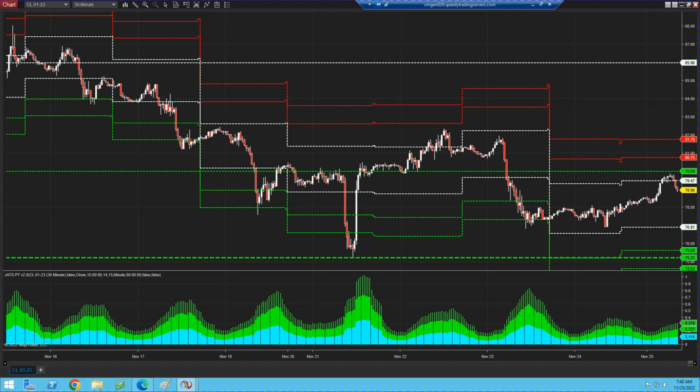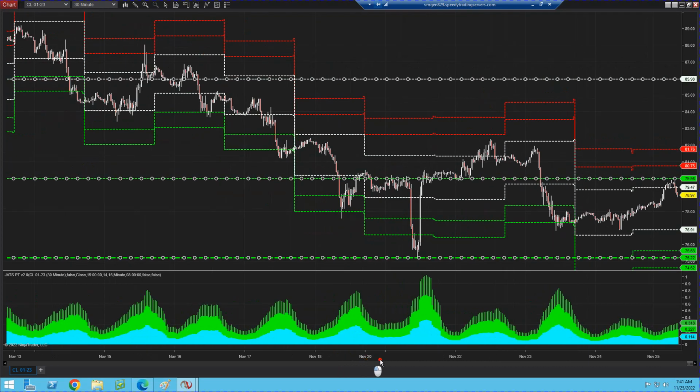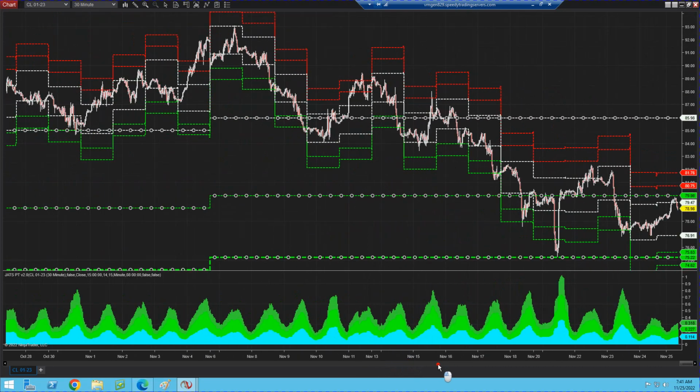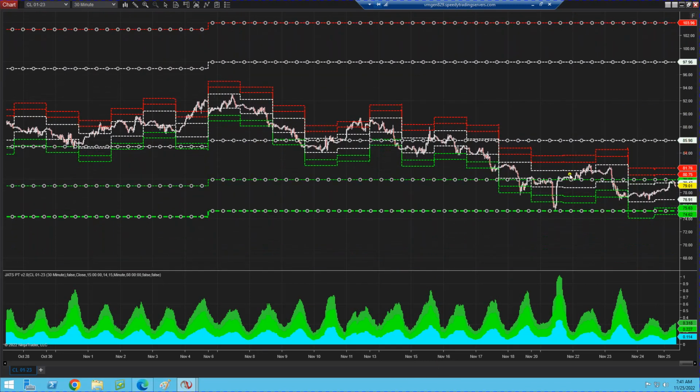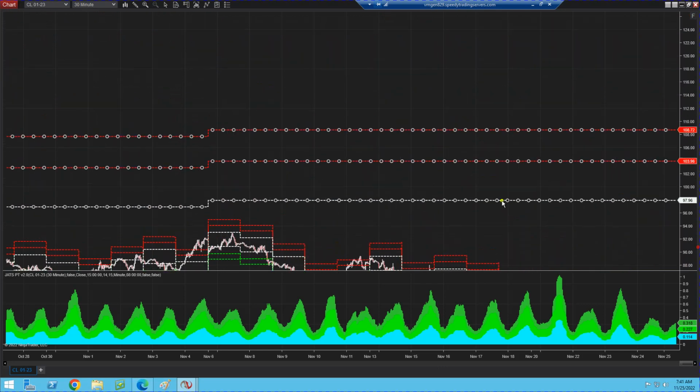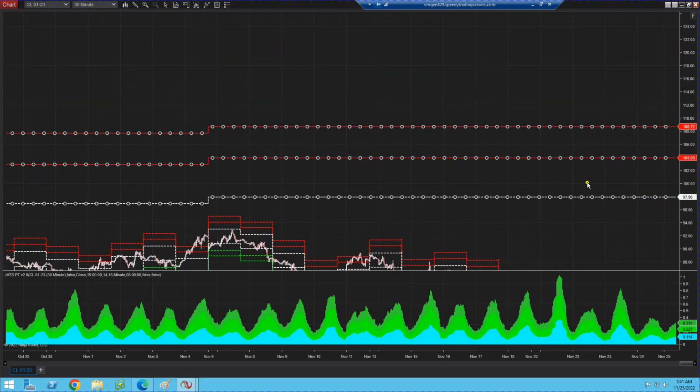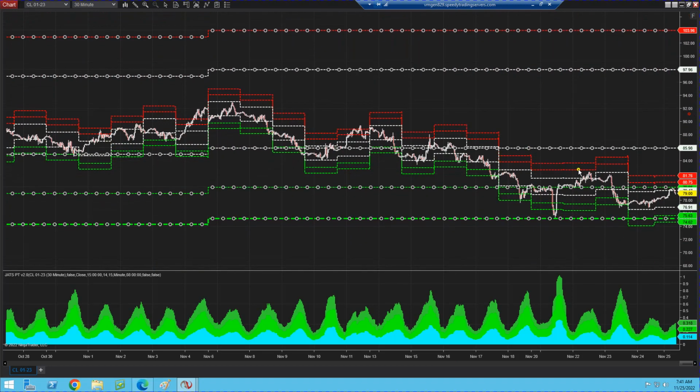Take a look at crude oil, January 23 contract, 30-minute chart. A couple of things going on. The longer three lines, the white and the green, is the monthly 123. How this works is you have a monthly 123 down and a monthly 123 up. So you can see there's nothing going on up in these, everything is down here.